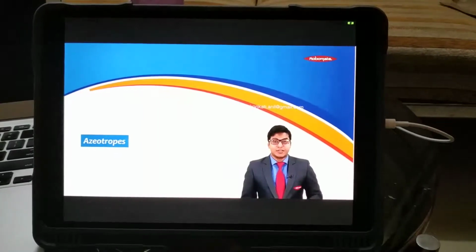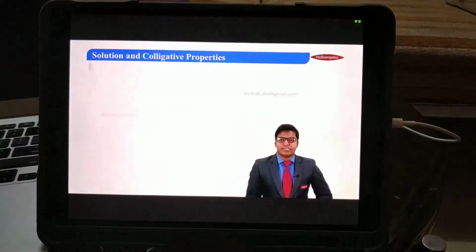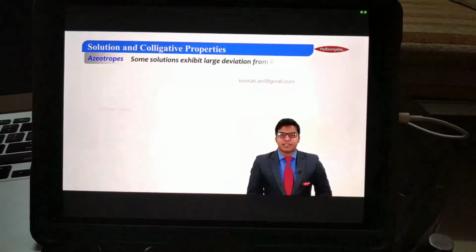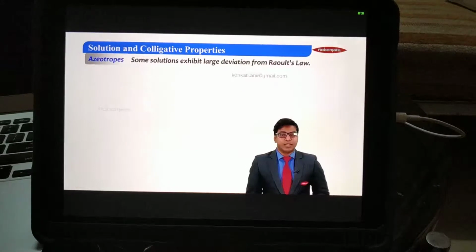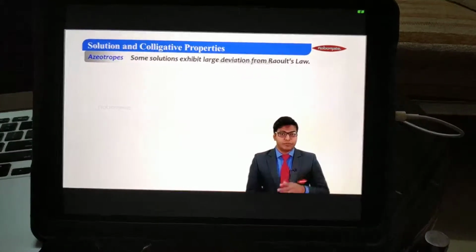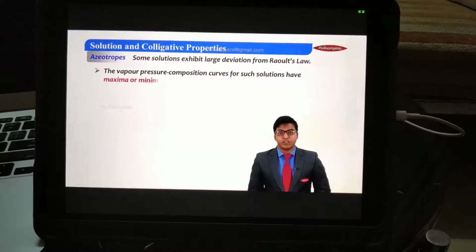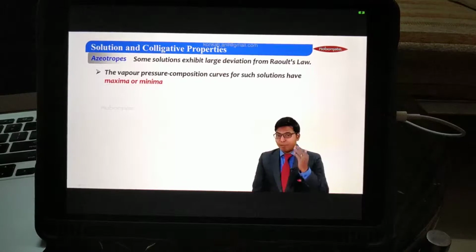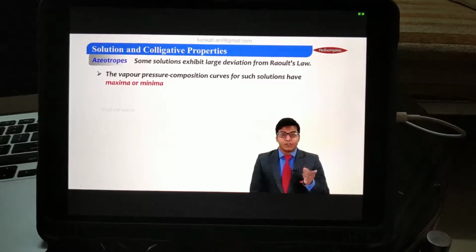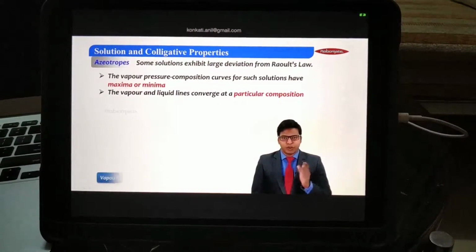Negative properties. So in this module, I will introduce you to a very important term, azeotropes. So let us see that first. When I say azeotropes, some solutions exhibit large deviation from Raoult's law, may it be negative deviation or a positive deviation, but quite large. So the vapor pressure composition curve for such solutions will always exist with a maxima or a minima value when we draw the curve. Next, the vapor liquid line converges at a particular composition.